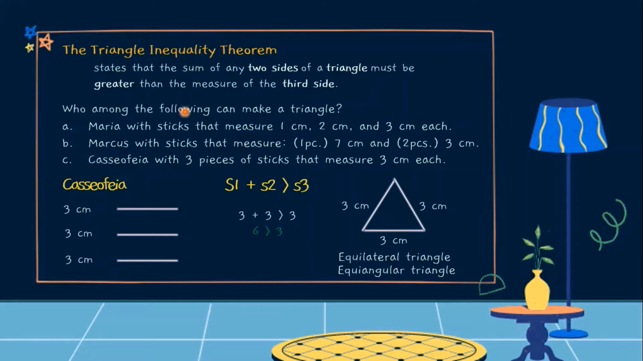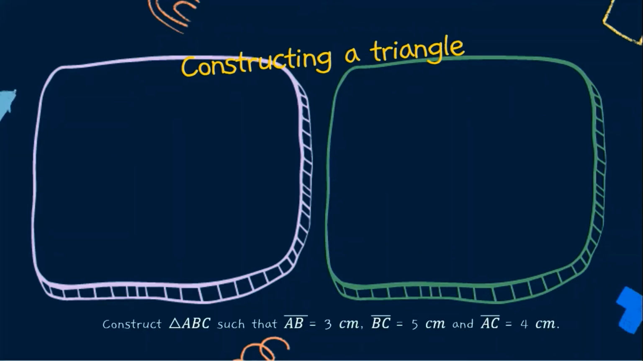Kaya naman, among the 3 of them, Maria, Marcus, and Cassiopeia, Cassiopeia is the one who is able to make a triangle out of the sticks that she has. How do we construct a triangle? Let's have an activity. Construct a triangle ABC such that line AB is 3 centimeters, line BC is 5 centimeter, and line AC is equal to 4 centimeter.